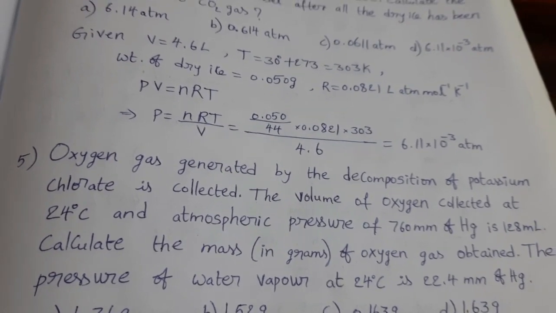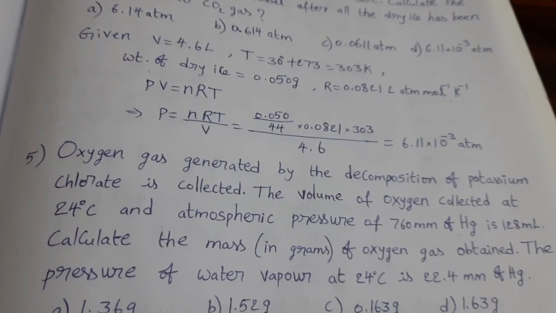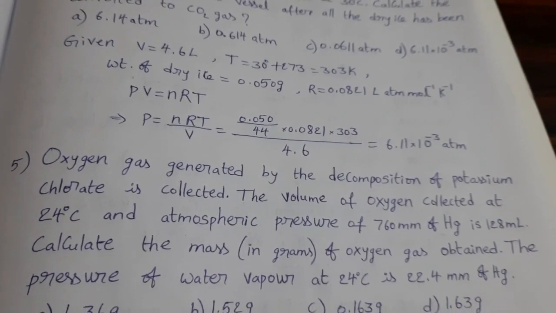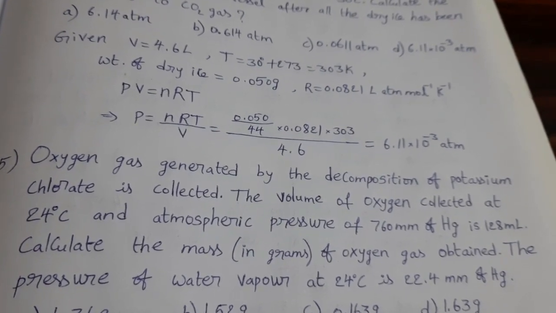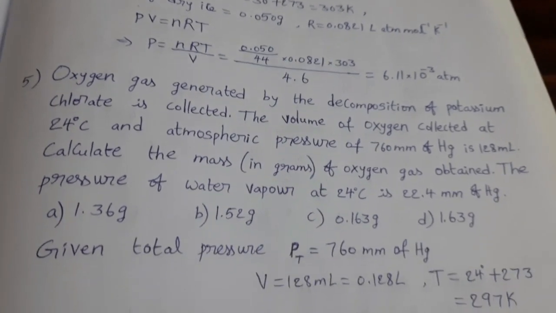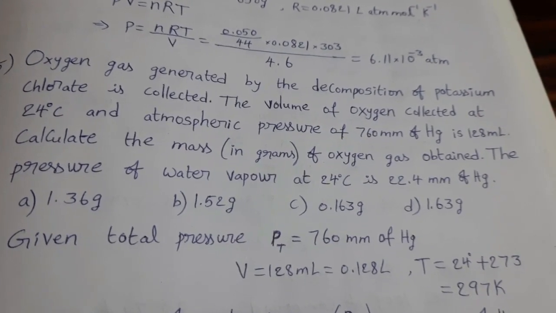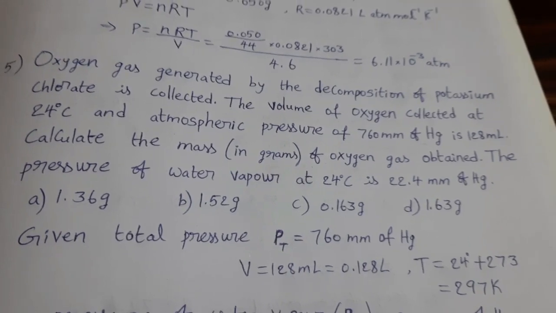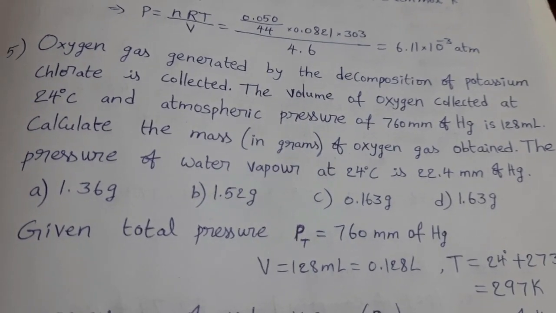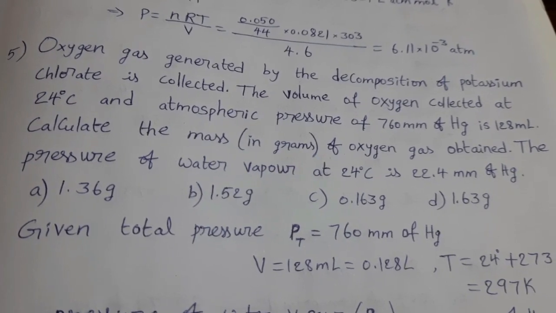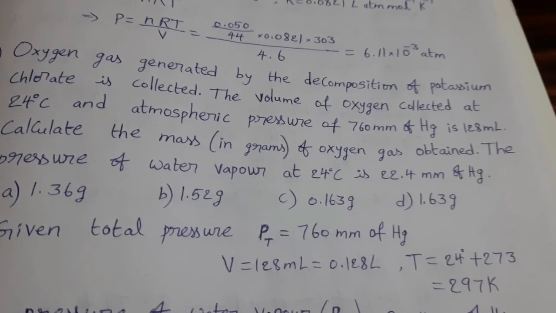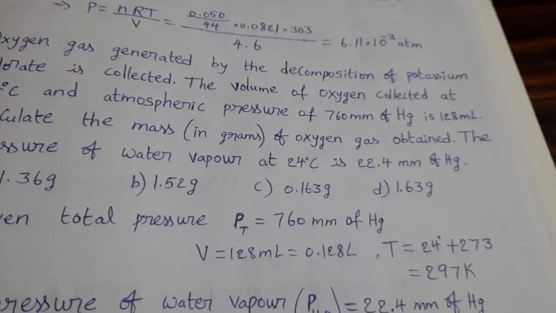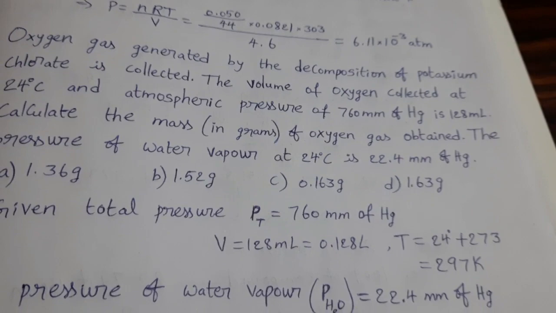Okay, potassium chlorate decomposition gives oxygen. What is the formula? 2 KClO3 gives rise to 2 KCl plus 3 O2. So the mass of oxygen formed we should find out. See this, total pressure PT equal to 760 mm of Hg, volume V equal to 128 ml, that is 0.128 liters, temperature T equal to 24 plus 273, then in Kelvin scale 297 Kelvin.